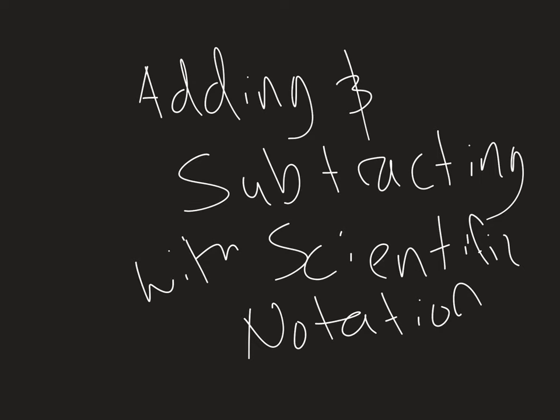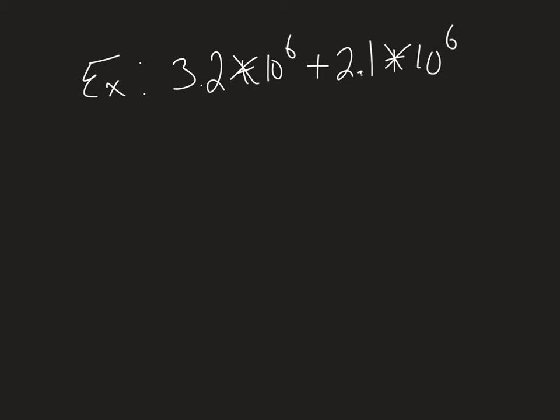In this video, we'll talk about adding and subtracting with scientific notation. So let's jump right in with an example. With mathematics, there are a lot of things that have multiple ways to do problems, and this is one of those cases. There's two main methods here. The first method is to convert into standard form and then add normally and then reconvert back into scientific notation.